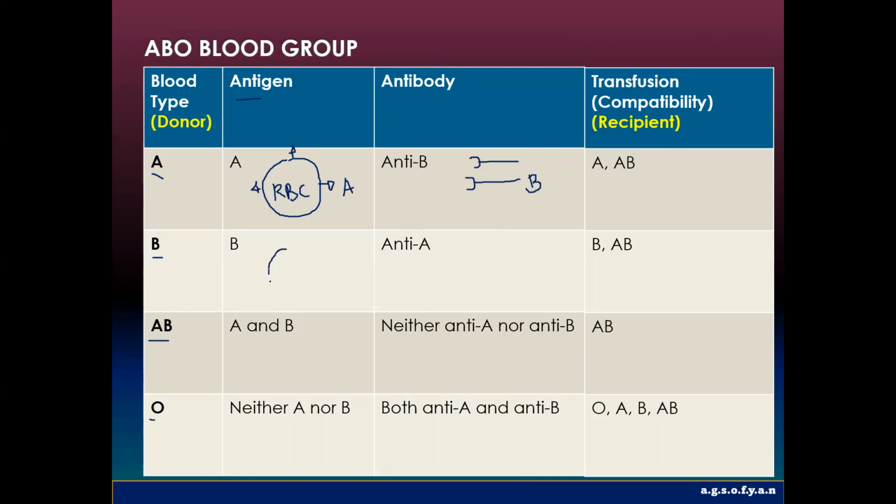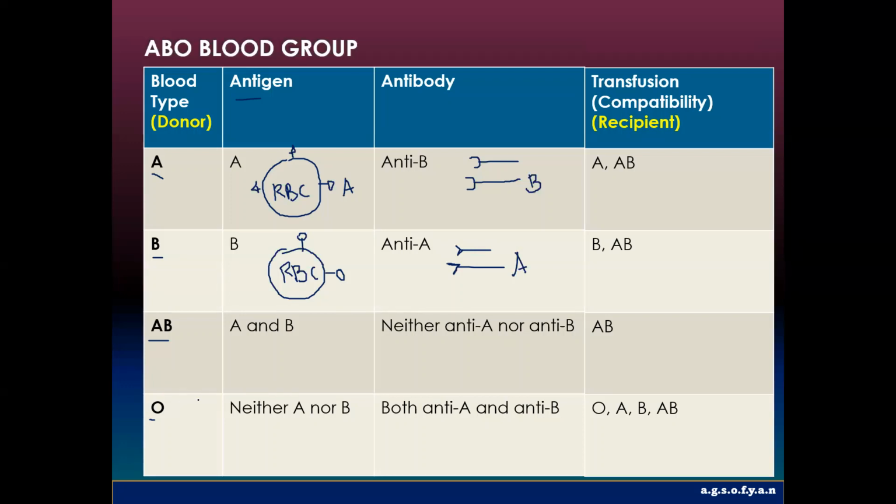Now, how about type B? Type B will carry antigen B on his red blood cell. Maybe round like this. And of course, because he carries antigen B, he will not produce antibody B. He will only produce antibody A, which looks like a triangle like this, which will fit with the antigen A over here. So this is antibody A.